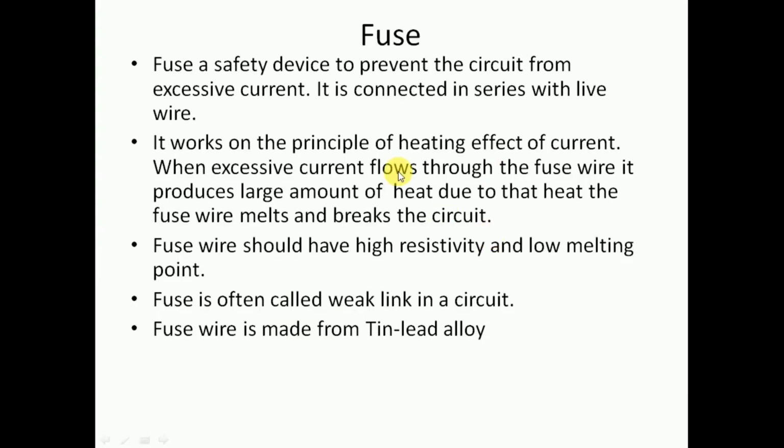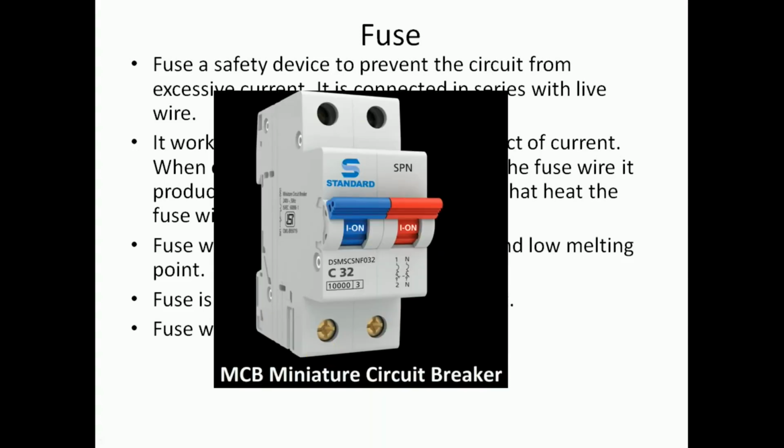Fuse wire is often called a weak link in a circuit because when large current flows, it melts and breaks the circuit. Fuse wire should have high resistivity and low melting point so that it melts when excessive current flows through the circuit. The fuse wire is made from an alloy of tin and lead, and these days we don't use fuse wire. Instead of fuse wire we use MCBs, miniature circuit breakers.